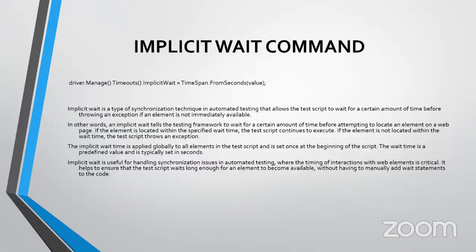So the implicit wait command is a type of synchronization technique in automated testing that allows the test script to wait for a certain amount of time before throwing an exception if an element is not immediately available. In other words, an implicit wait tells the testing framework to wait for a certain amount of time before attempting to locate an element on the web page.